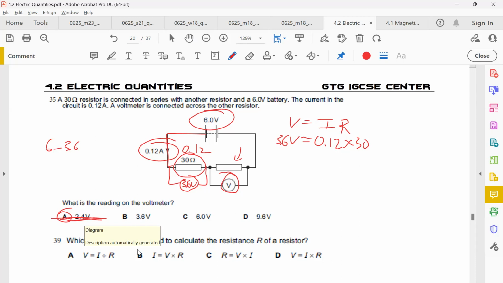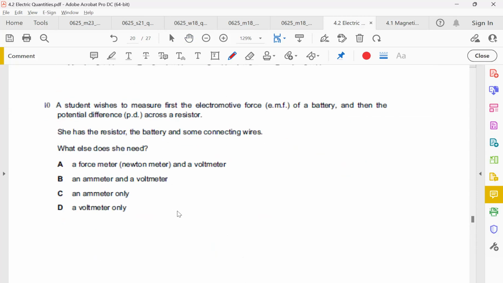And the last one, question 40. Okay, you're asked to calculate EMF and potential difference, right? What's the difference between EMF and potential difference again, guys?